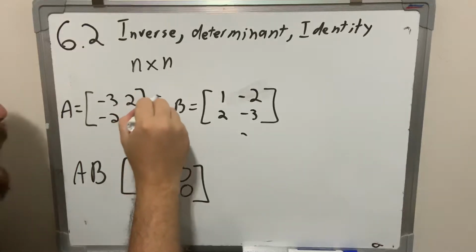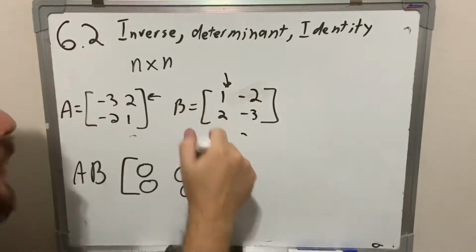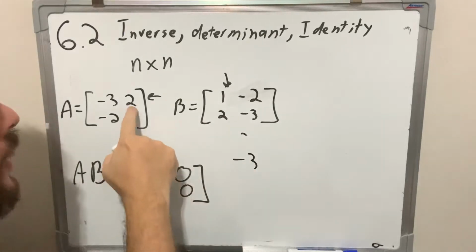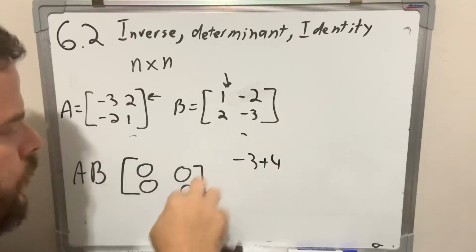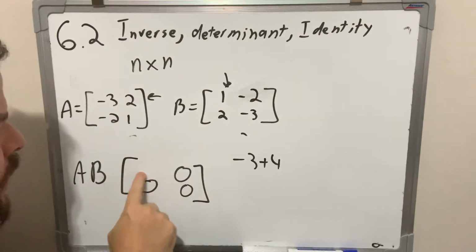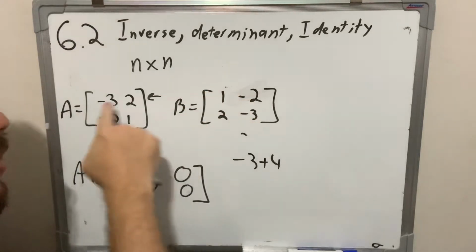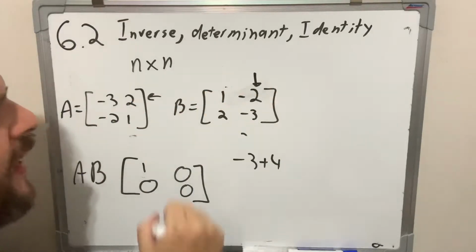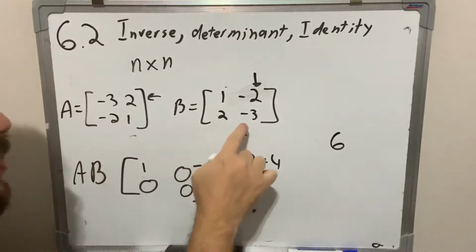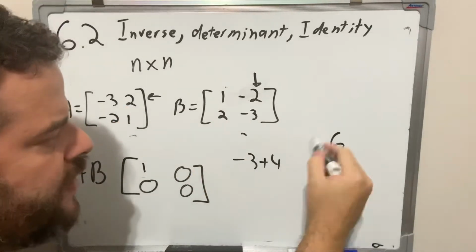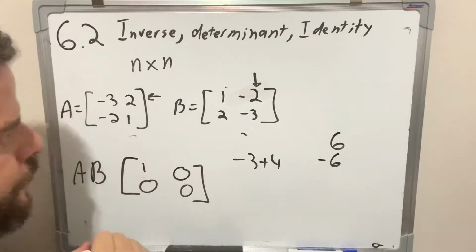Now remember, I'm going to choose the first row and the first column and multiply. -3 times 1 is -3. 2 times 2 is 4. I'm going to add these two, and my first element will be a 1. Now I'm going to use the first row and the second column. -3 times -2 is +6. 2 times -3 is -6. When I add them, I get a 0.